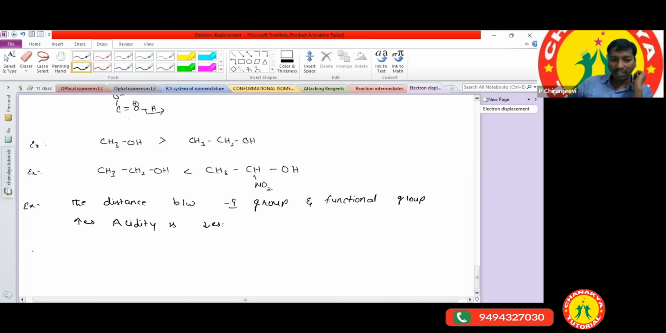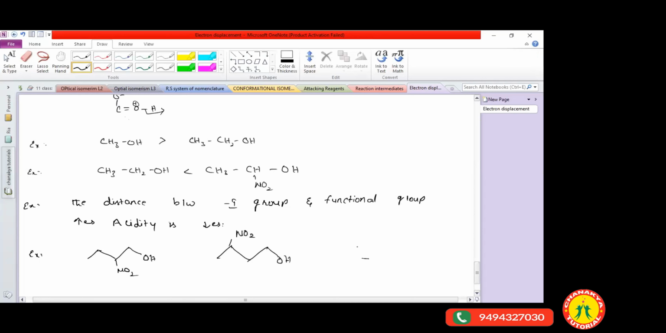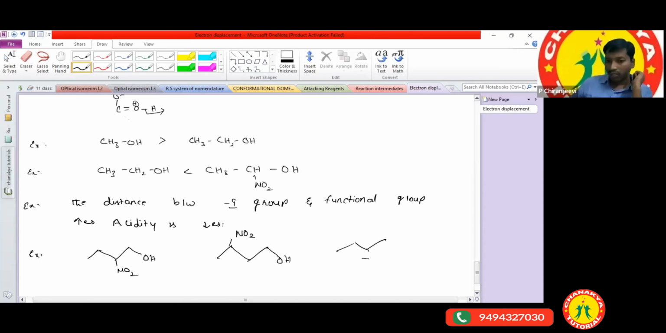Based on that, we'll see some examples. For example, if I write like this, 1-butanol, in that 1-butanol the nitro group is present at the second carbon atom. And I'm going to draw one more structure here. Here also butanol only, but the nitro group is present at the third carbon atom. And the first one is more acidic. In this one NO2, in this one it becomes OH.